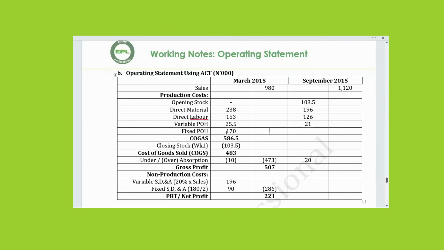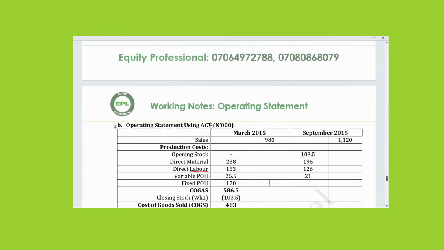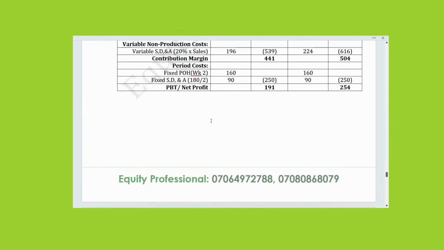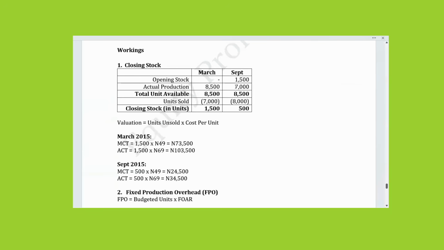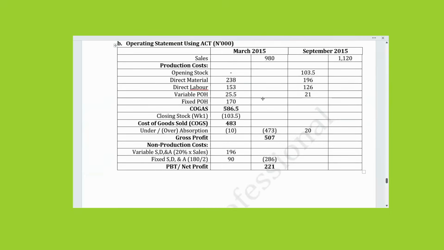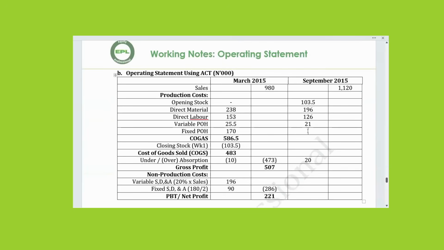Fixed production overhead, 20 naira in September. In September, the company produced, I think this side is closer. Yeah, in September, the company produced 7,000 units. Therefore, 7,000 multiplied by 20 naira. What do you have? 140. 140. So add it up. 103.5 plus 196 plus 126 plus 21 plus 140. What you get? 616.5. Are you sure?